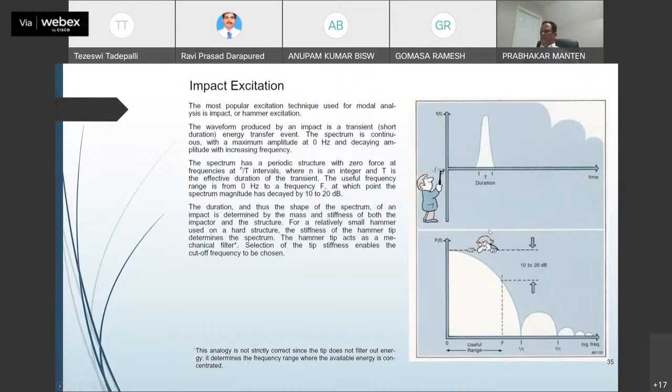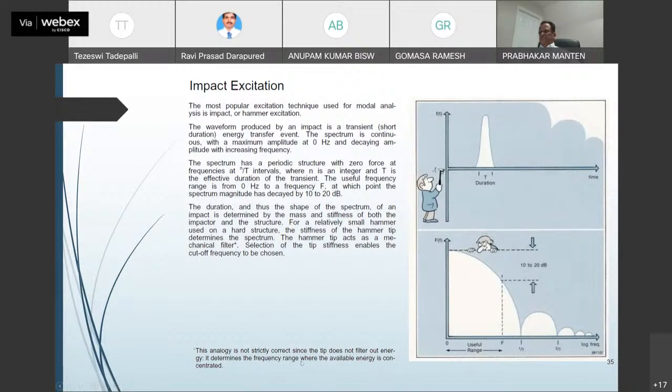So the duration, and thus the shape of the spectrum of an impact, is determined by what factors will dictate whether to make it large or sharp: the mass and the stiffness of both the impactor and the structure which it is impacting. For a relatively small hammer used on a hard structure, the stiffness of the hammer tip determines the spectrum. The hammer tip acts as a mechanical filter.